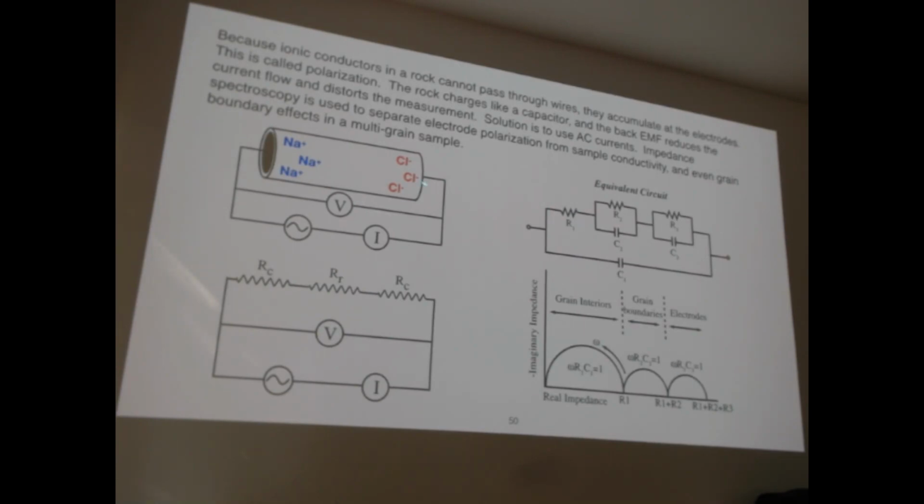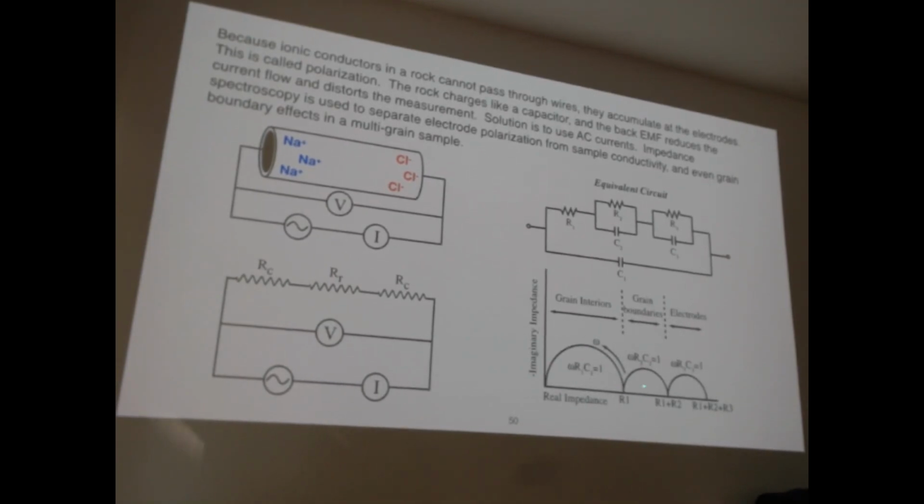And by sweeping through frequencies and measuring the phase and amplitude, or the real and imaginary components, so this is just the in-phase resistance, and then this is the out-of-phase resistance, you get these semicircles, where each of these semicircles is associated with a resistor-capacitor couple in the sample. This is called impedance spectroscopy, and people in the lab use it to pull apart the complicated way that electric current is traveling through this sample.